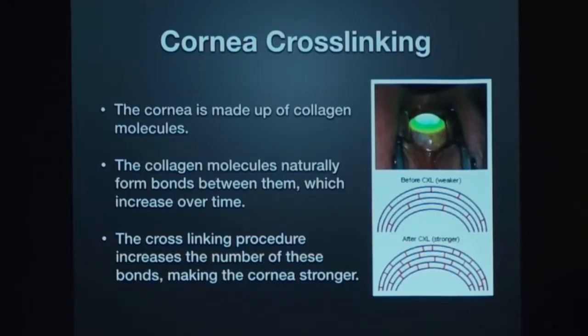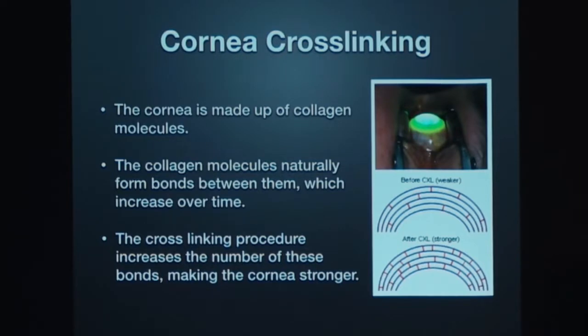How does this work? So the cornea is made up of collagen molecules. The collagen molecules are lined up straight with one another in order to keep the cornea clear. If they were all jumbled in various random directions, the cornea wouldn't be clear. It'd be like your sclera, white and not transparent.